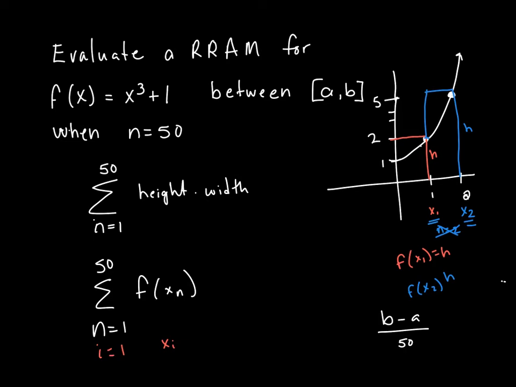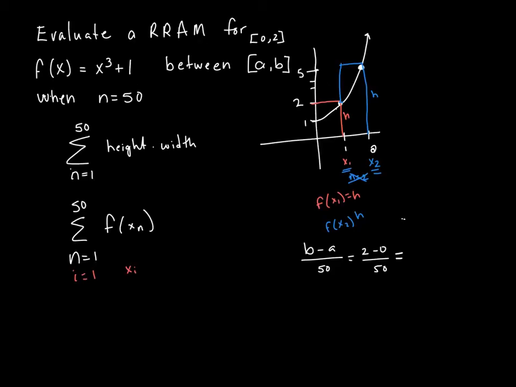In this case, we want 50 rectangles. So that's going to be 2 minus, and I'm sorry, I didn't write down the interval. Let's go ahead and do this on the interval between 0 and 2. So it's 2 minus 0 divided by 50, so the widths are all the same, and that is equal to 0.04.